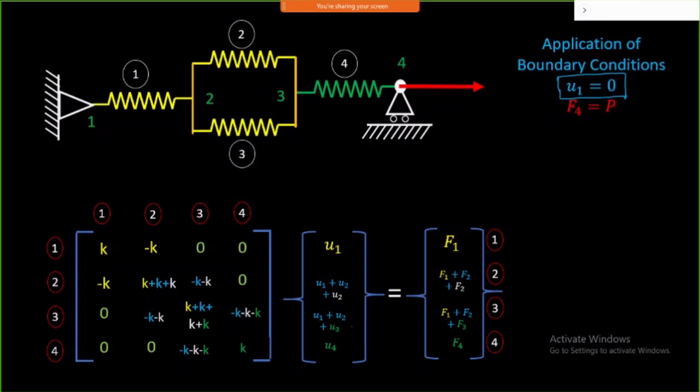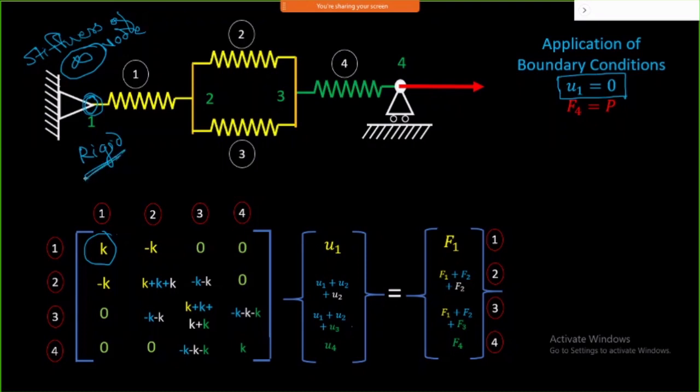So for that purpose, the stiffness of this particular node should be considered to be infinite, or a very high value compared to the other stiffnesses, so that the displacement of node 1 will be 0. This is ideally considered as a rigid node, because it is not going to have any kind of deformation. That is the definition of the word rigid.